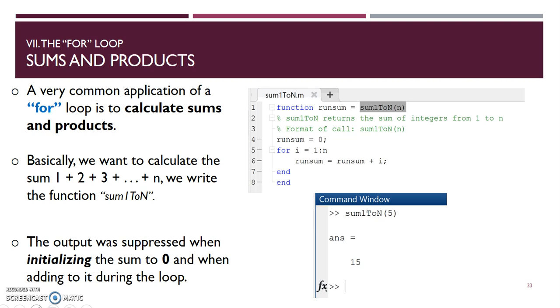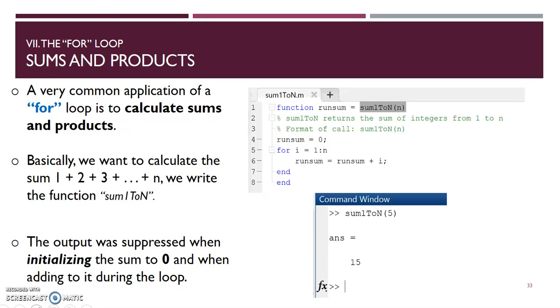Alright, let's see another application of for loops. Here I will show you how you can use this loop to compute the sum or product of a sequence of some numbers. Let's start with summation. Assume I would like to write a function that receives an integer value n and then computes the summation of all numbers starting from 1 to n. How would you do this?